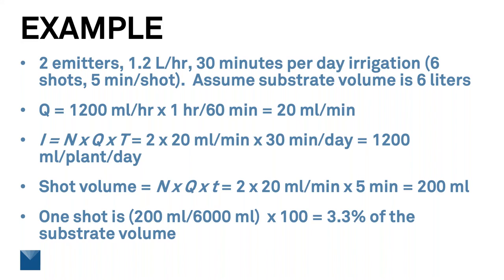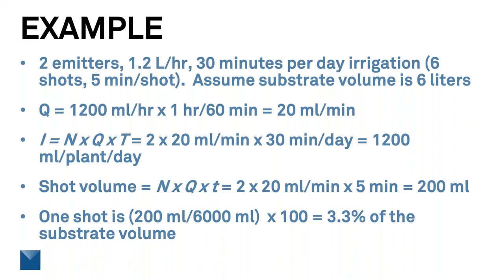Now, another calculation is needed to give the volume per shot. Each shot is 1/6 of that, or 200 milliliters. And to calculate a shot volume, we use the same equation as for the total, except we put in the time per shot. I've shown it as a small t rather than a large T here.